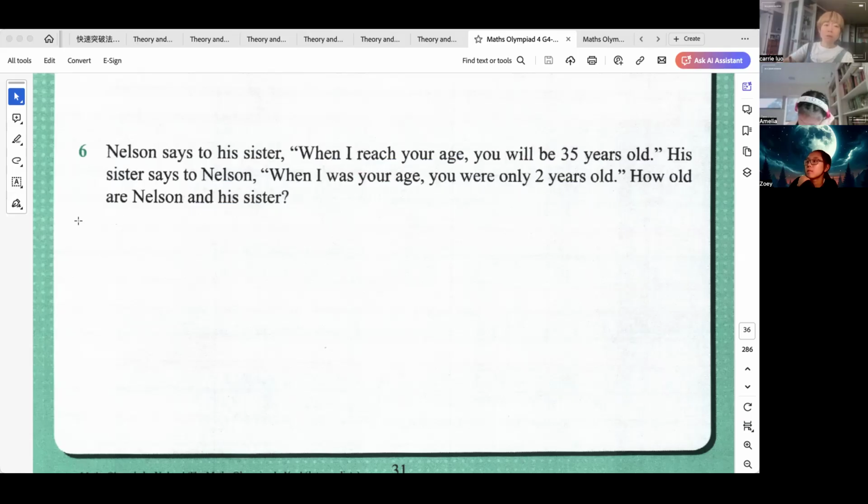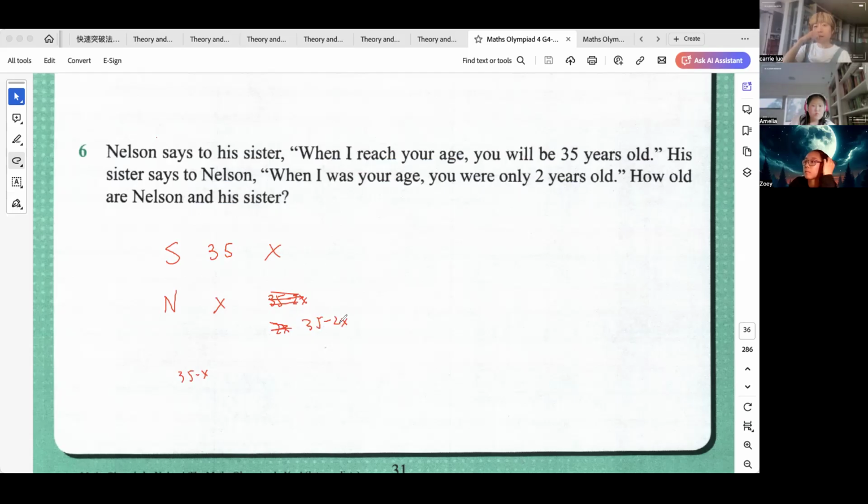Okay, so let's take a look at this one. Nelson says to his sister, when I reach your age, you will be 35 years old. It's very similar to the previous question, right? Zoe, right? Sister and Nelson, okay? Nelson said, when I reach your age, you'll be 35 years old. So sister will be 35, Nelson will be X, and sister right now is X, and Nelson will be 35 minus 2X.